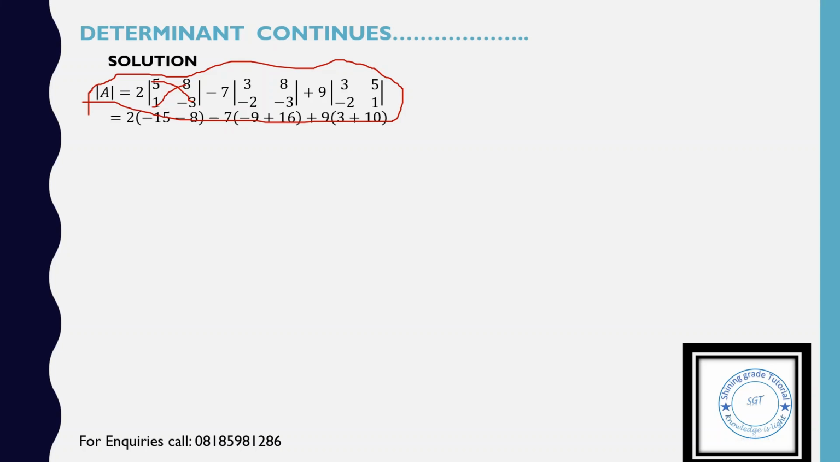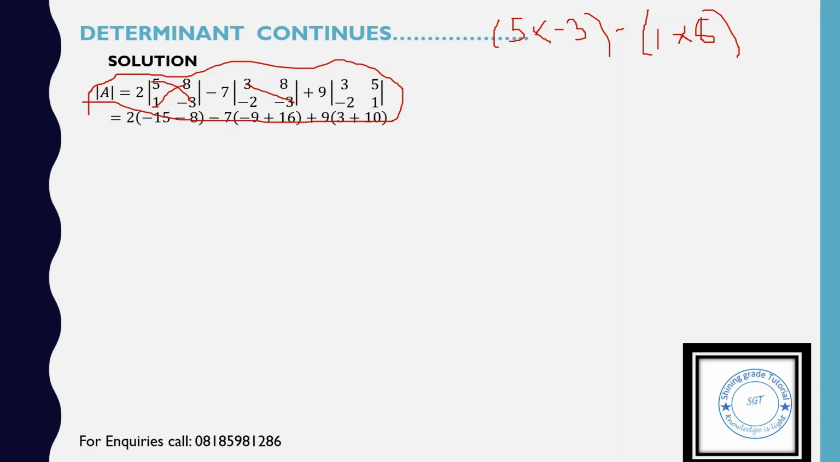5 times minus 3 is minus 15, 1 times 8 is 8, so minus 8. Let me show you how this was derived. Here we have 5 times minus 3, minus 1 times 8. That is for the first one: 5 times minus 3 is minus 15, and 1 times 8 is 8, so minus 8. That's how they got that.